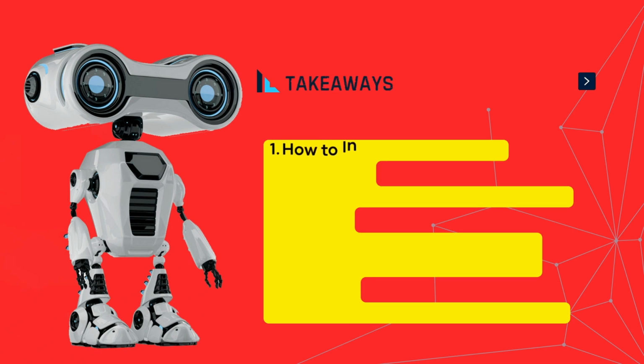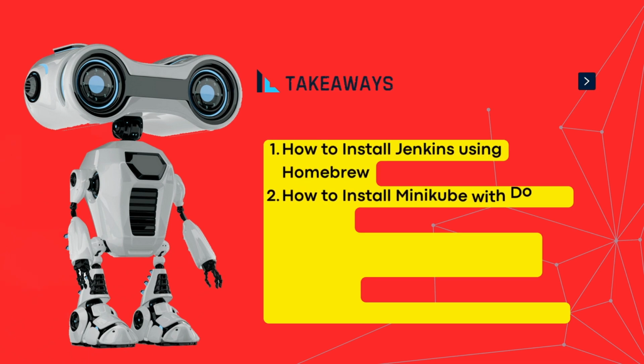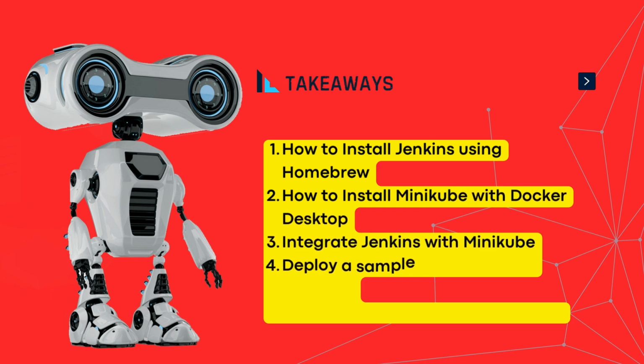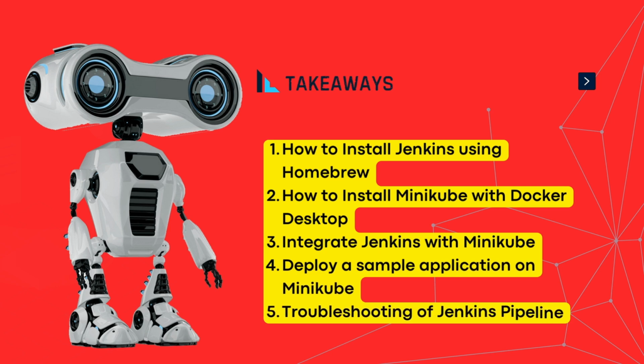Key takeaways of this video are: you will get an understanding of how to install Jenkins using Homebrew and Minikube installation on Docker Desktop, then integrating Jenkins with Minikube cluster, building and deploying a sample application using Jenkins CI/CD pipeline on Minikube Kubernetes cluster, and a lot of troubleshooting as our pipeline is going to fail on most of the stages.